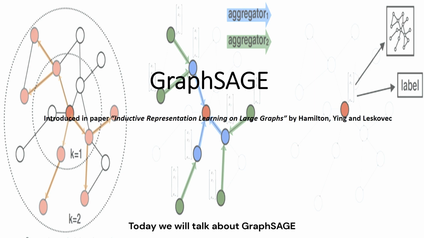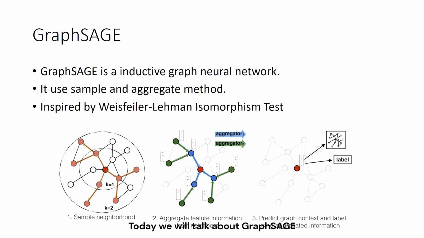Today we have talked about GraphSAGE. GraphSAGE is an inductive graph neural network which uses a sample and aggregation method. It performs better on dynamic graphs because it uses samples and then, by doing something, it informs for the unseen data.